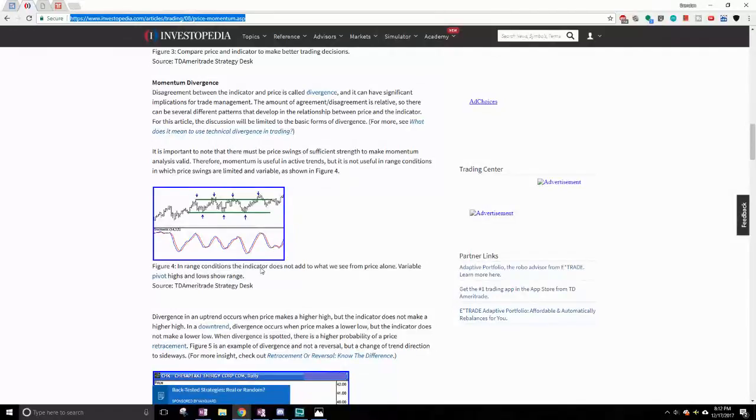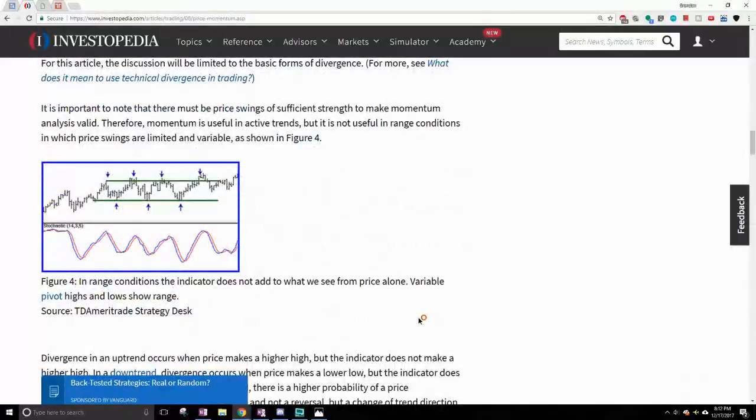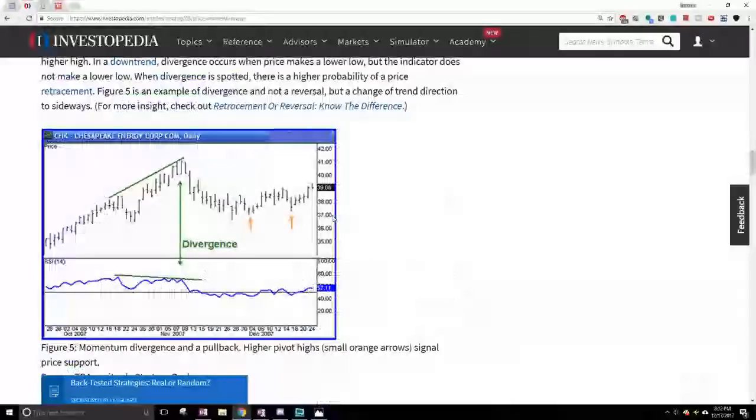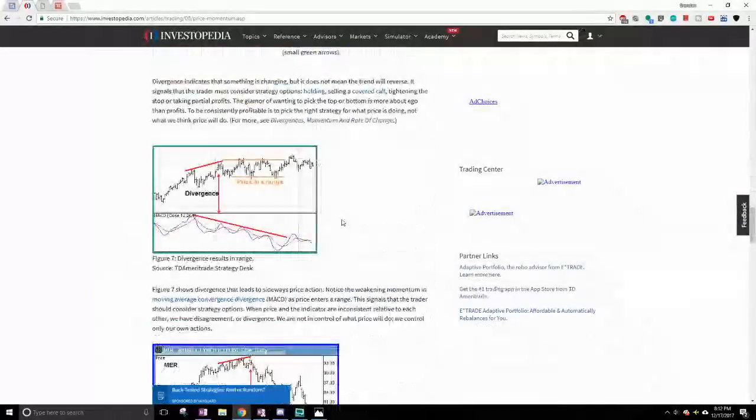For example, here they're using stochastics. Maybe I should zoom in on this. Here they're using the stochastic oscillator and they're trying to look for essentially divergence. And there's constant divergence occurring here, but it really doesn't help you too much. Divergence works best when we are in a trend.